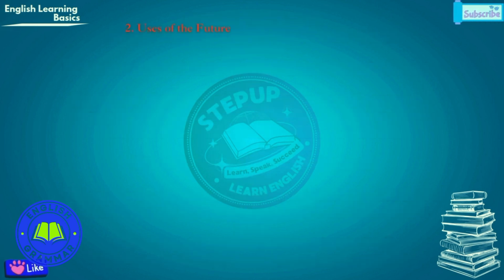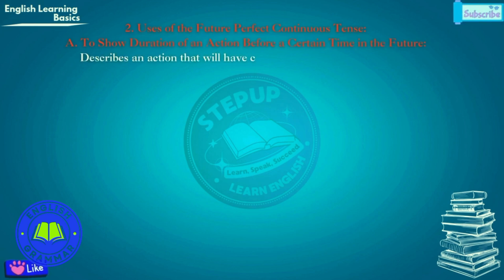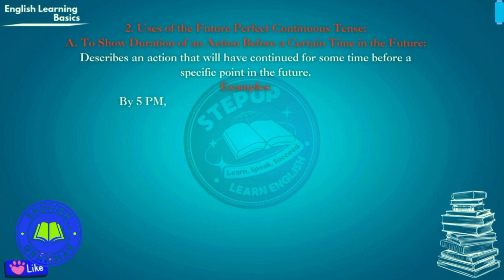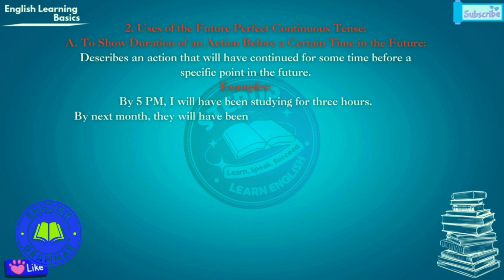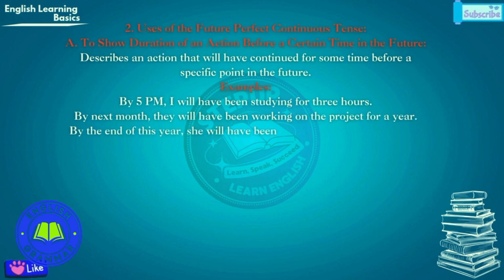Two. Uses of the future perfect continuous tense. A. To show duration of an action before a certain time in the future. It describes an action that will have continued for some time before a specific point in the future. Examples: By 5 p.m., I will have been studying for 3 hours. By next month, they will have been working on the project for a year. By the end of this year, she will have been teaching at the school for 10 years.